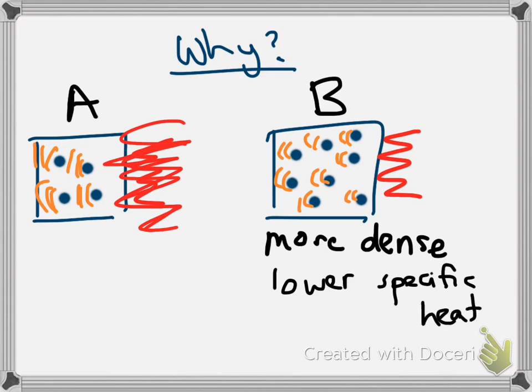If something is less dense, the molecules are further apart, so it will take more energy to heat that entire substance. So less dense takes more energy, so it will have a higher specific heat.